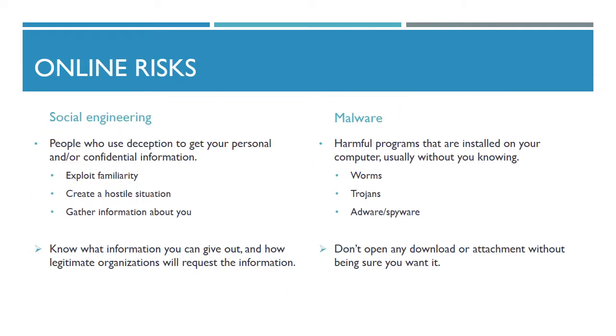So what sorts of risks will you face online? Social engineering is the human element, and not necessarily unique to the digital world. These are people who use deception to ask for personal or confidential information. Usually it's done in person or over the phone, but it is also worth mentioning that it happens through email as well. These sorts of scammers will usually approach you by exploiting familiarity, creating a hostile situation, or by having gathered information about you beforehand, so their demands sound legitimate and personalized.